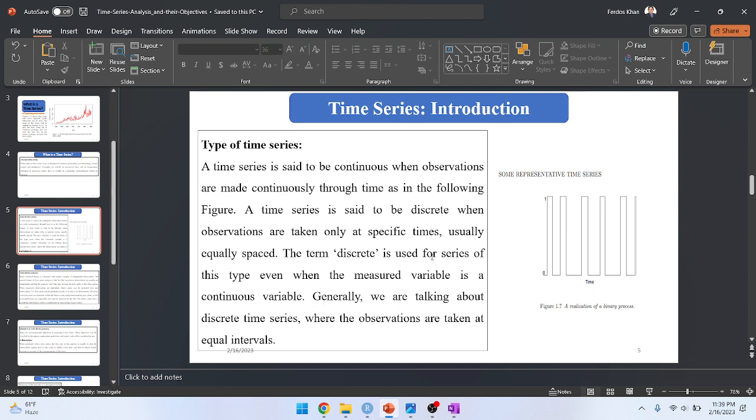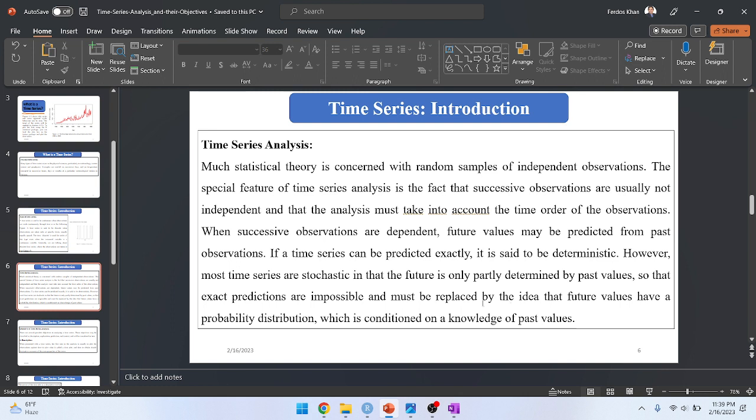The term discrete is used for series of this type, even when the variable is a continuous variable. Remember, this is very important. The variable can be continuous, but if you measure that variable on an hourly or daily basis, then that time series is called a discrete time series. However, the variable by itself is continuous. Like temperature, which is a continuous variable. Precipitation is a continuous variable. But when you measure temperature on an hourly basis, then that time series is discrete, though the variable is of course continuous. Generally, we are talking about discrete time series where the observations are taken at equal intervals. So this is a general comment.